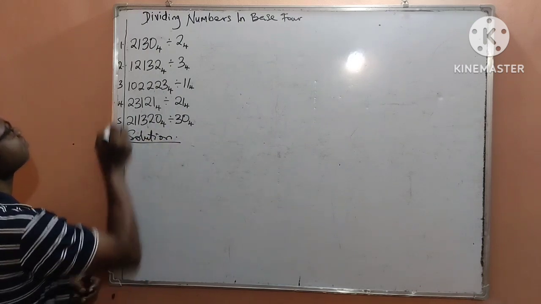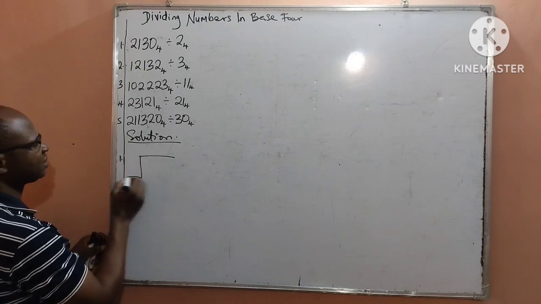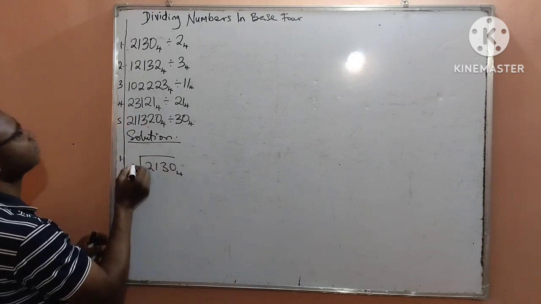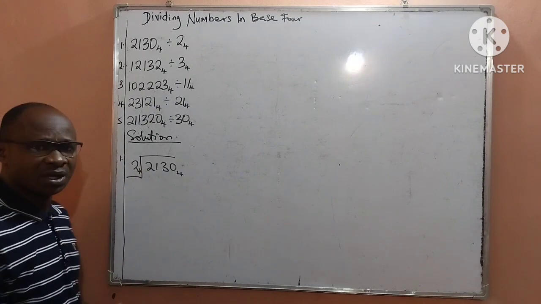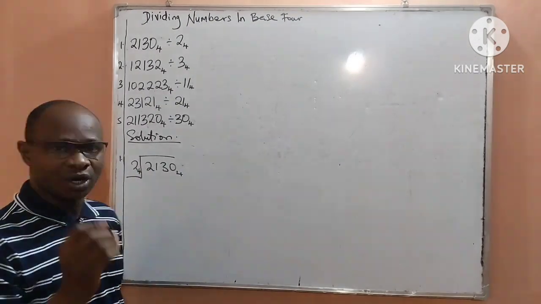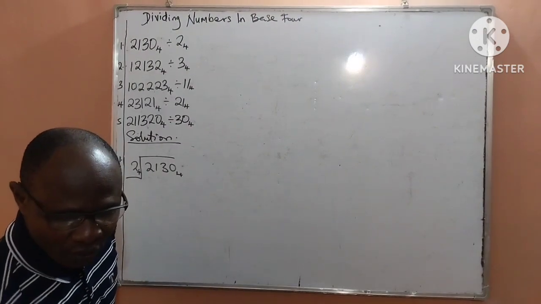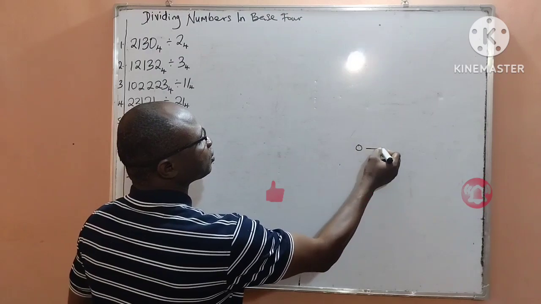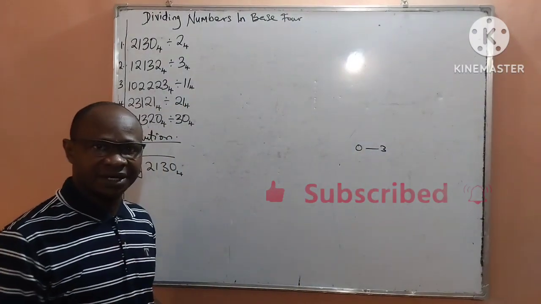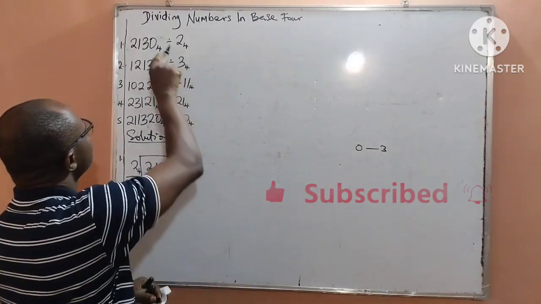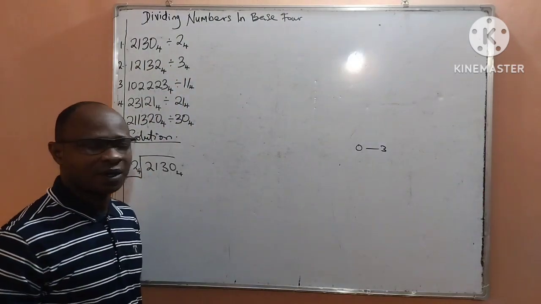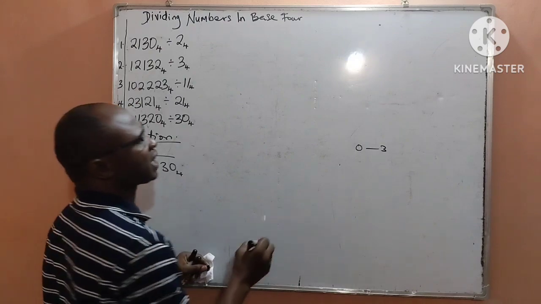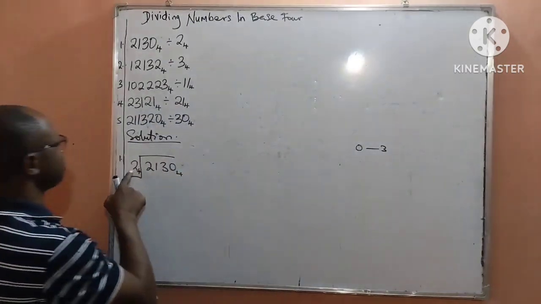The first is to divide 2130 base 4 by 2 base 4. First and foremost, because it is in base 4, we are going to have numbers from 0 to 3. They are the digits that can appear for any number in base 4. Therefore, we are dividing by 4. So we are dividing by 2 base 4.